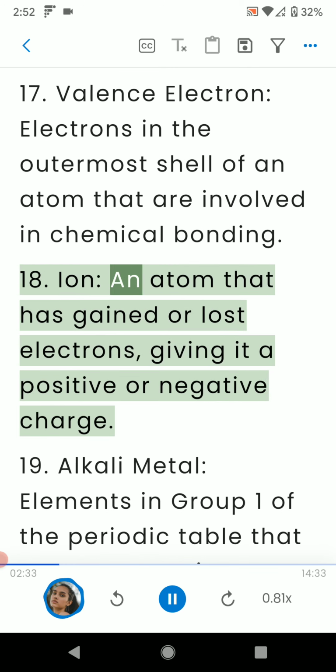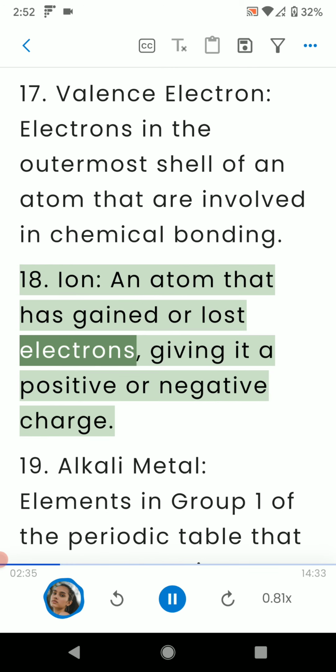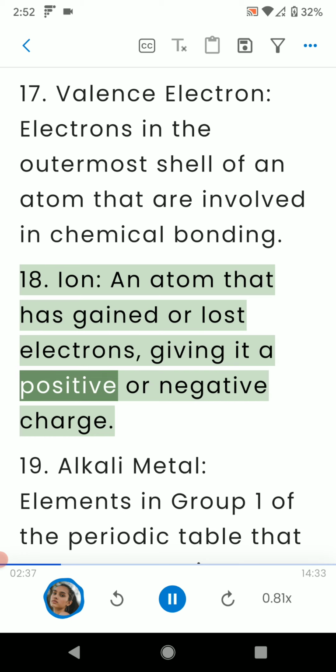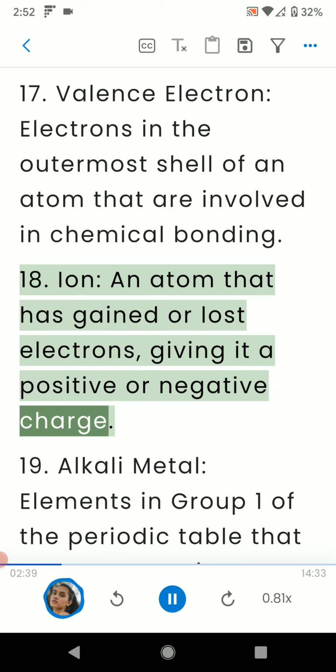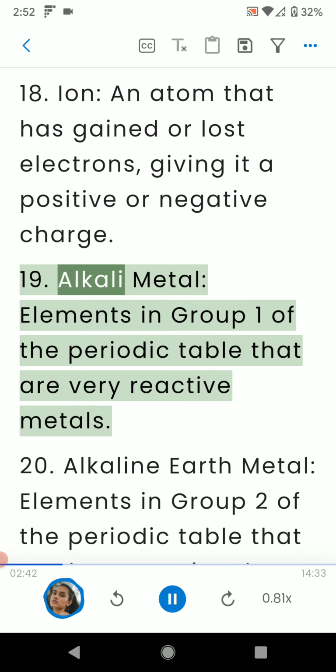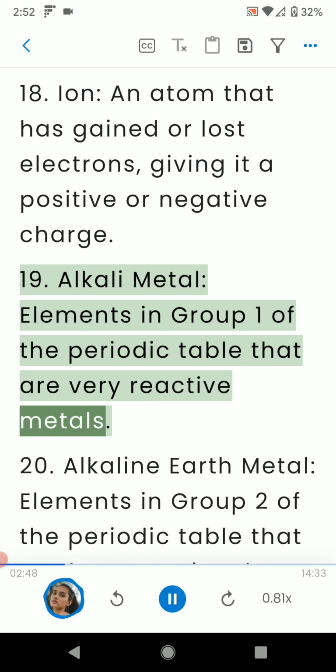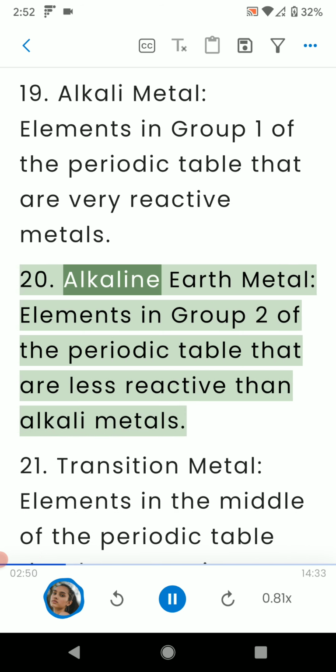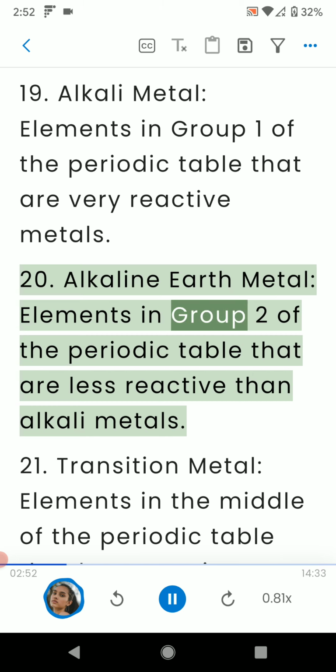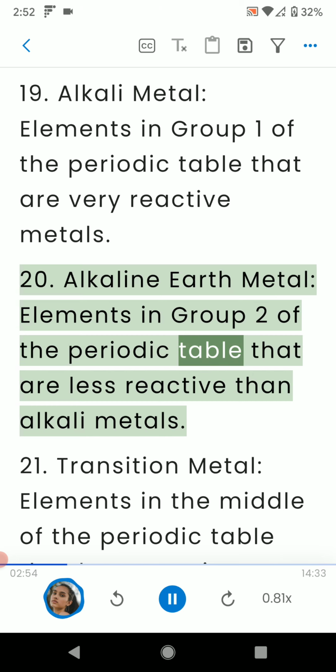18. Ion, an atom that has gained or lost electrons, giving it a positive or negative charge. 19. Alkali metal, elements in group 1 of the periodic table that are very reactive metals. 20. Alkaline earth metal, elements in group 2 of the periodic table that are less reactive than alkali metals.